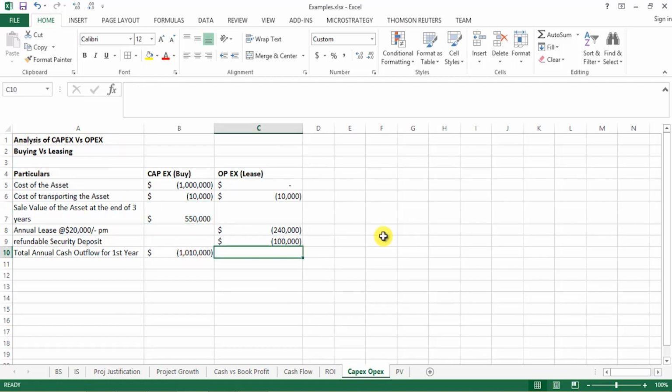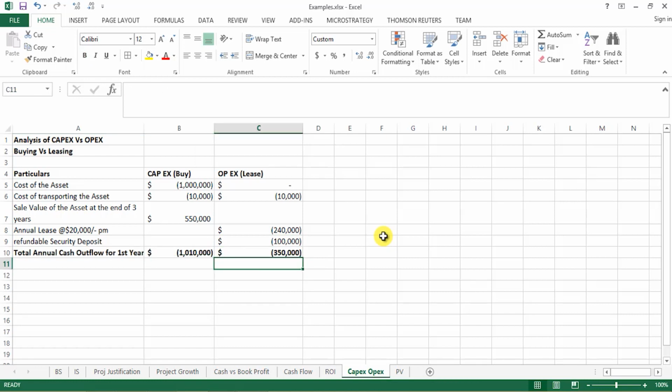Now over here we do the same thing. We have to transport the asset to our premises. We're going to pay an annual lease of $240,000 and we have to pay a refundable security deposit of $100,000. Even though this is refundable to us at the end of the third year or fifth year, whenever you complete using the asset, it's still an outflow of cash for the first year, so we're recording it as an outflow. So if you see the difference over here, that's huge, right?